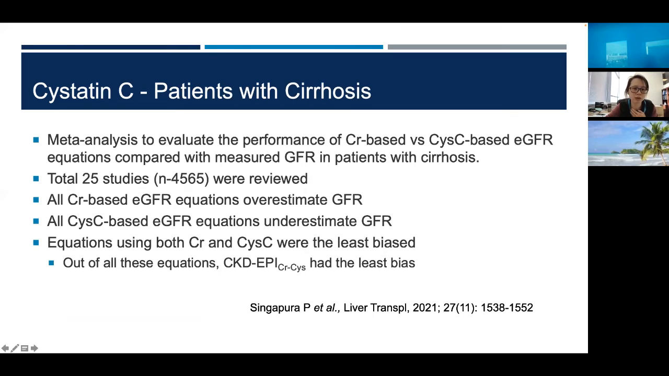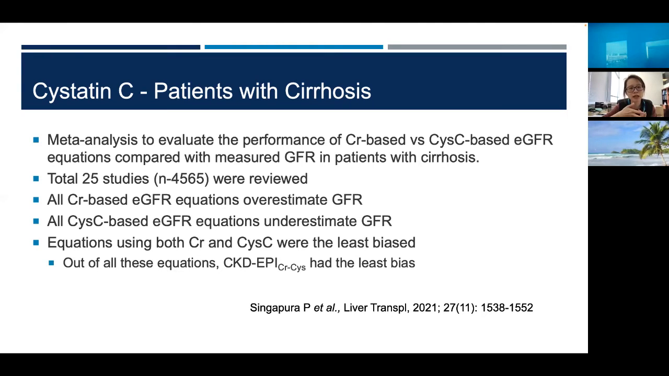This is a study published in Liver Transplantation in 2021. It's a meta-analysis to evaluate the performance of creatinine-based versus cystatin C-based eGFR equations and compare them with a measured GFR in patients with cirrhosis. They looked at a total of 25 studies with more than 4,500 participants. What they found is that all of the creatinine-based eGFR equations tend to overestimate GFR in cirrhotic patients, whereas all the cystatin C-based eGFR equations tend to underestimate GFR in cirrhotic patients.